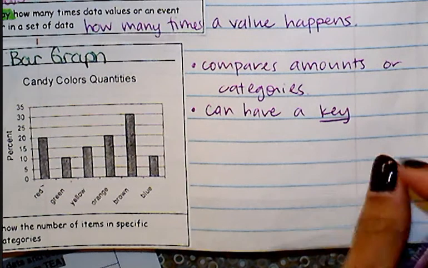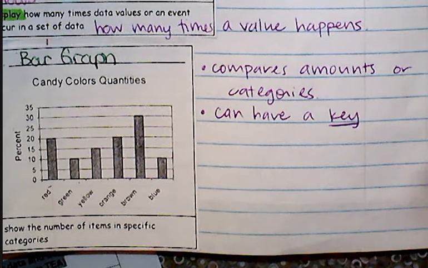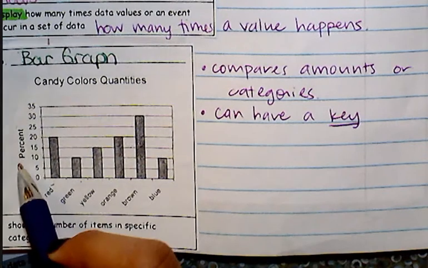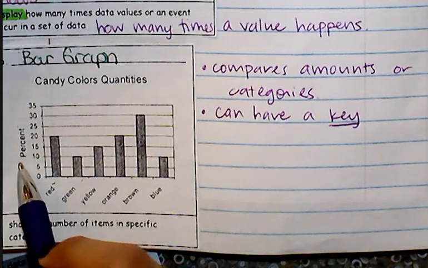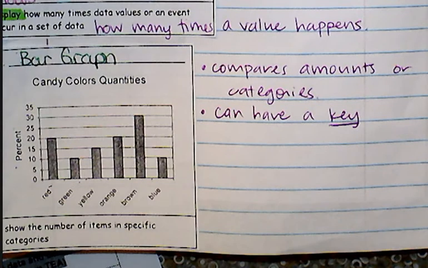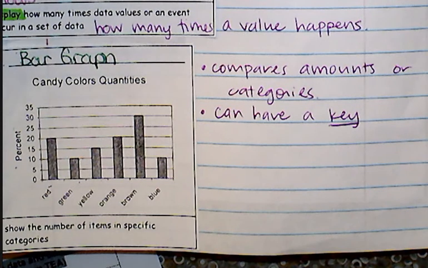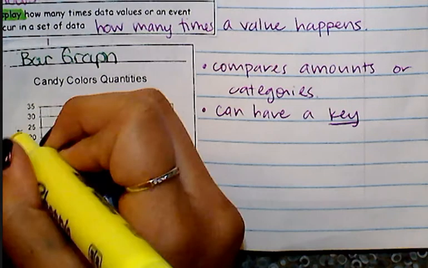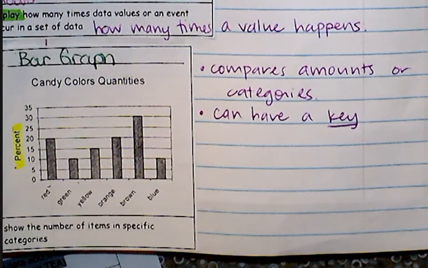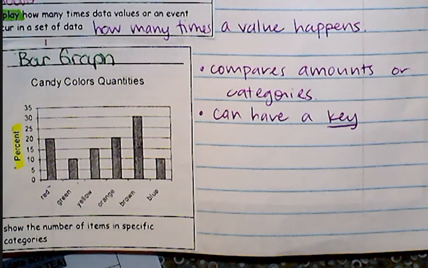So right there where it says percent, it might not say percent. It might say dollars. And then right next to it, it might say in the millions. So it's really important to read all of the labels. They're super important in any of your graphs.